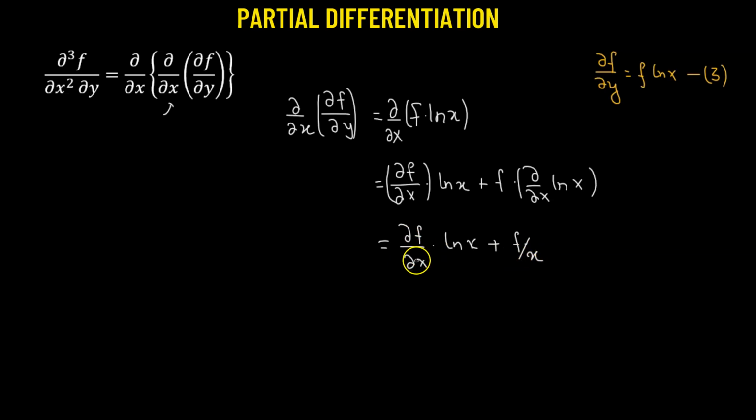And we have also obtained the value of partial of f with respect to x. So let's note it down as well. We have partial of f with respect to x, which is given by fy over x. This was obtained in equation number 2.